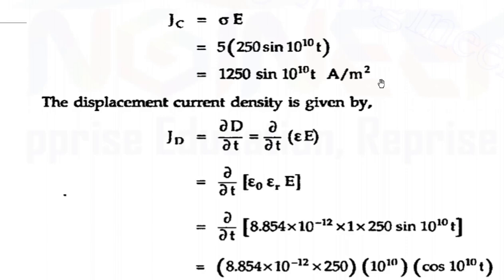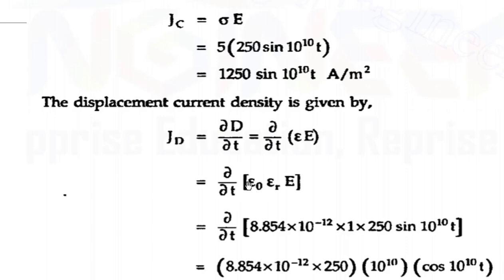Now, what is displacement current density? JD is equal to dou D by dou t, right? Is D given for us? No, but E is given. Then what is D? We can write D is equal to epsilon into E, right? So we will put epsilon as epsilon naught into epsilon r, because epsilon r is given, so we have to consider that the medium is other than air. So we have to consider both epsilon r and epsilon naught.